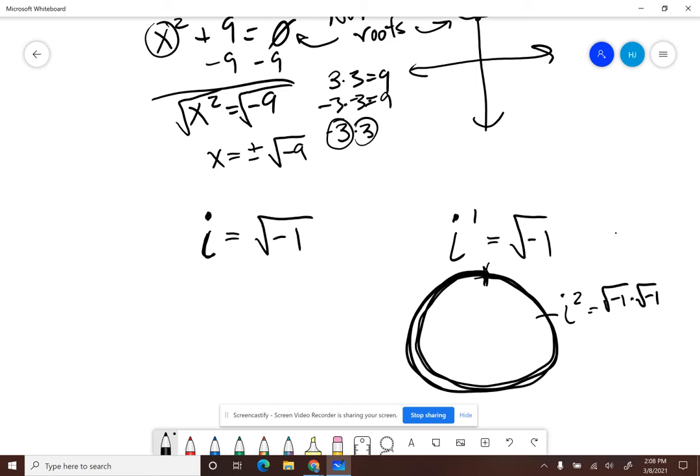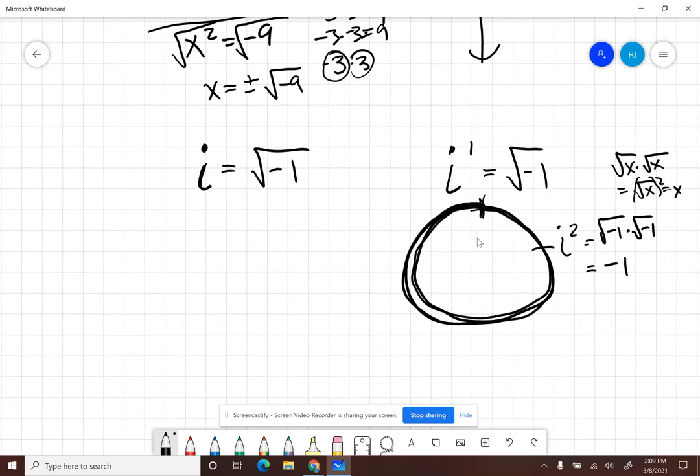If I take the square root of x times the square root of x, that's the same thing as saying the square root of x squared. And when I square a square root, I just come right back to the x. So actually, i squared is equal to negative 1, just the number negative 1. Let's think about this again here.